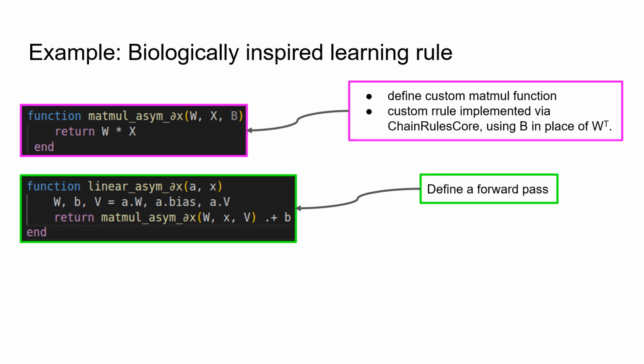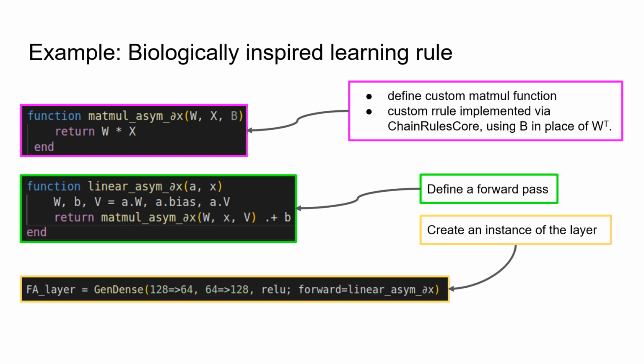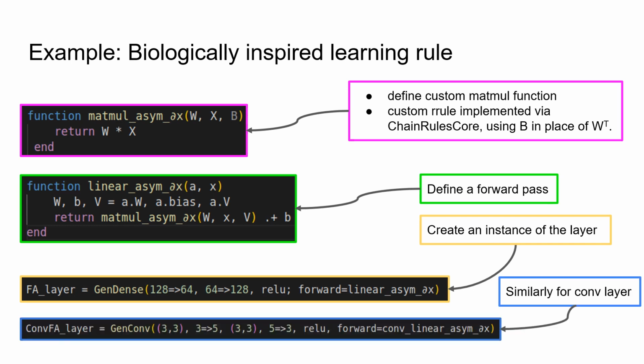Next, we define a forward pass, which uses our custom matrix multiplication function. And now initialize a dense layer, which can learn without weight symmetry. A convolutional variant can be created in a similar manner, using functions shipped with Bender.